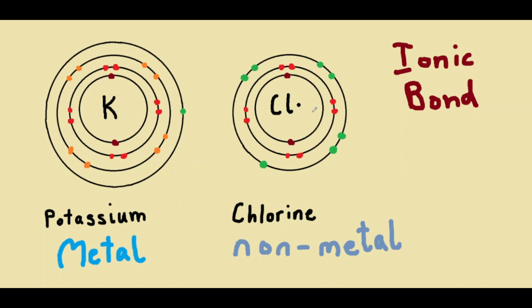This loses one, this gains one. So this will become K plus, and this will become Cl minus, because each valence electron has a -1 charge. So the charge of this will be +1 because it loses a valence electron. This will be -1 because it gains a valence electron.